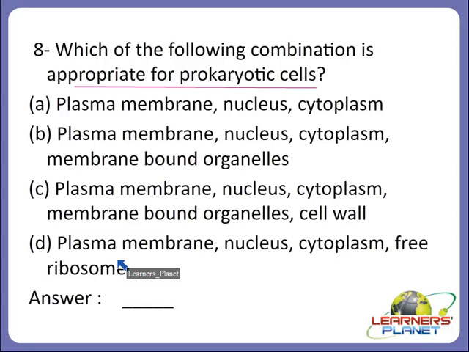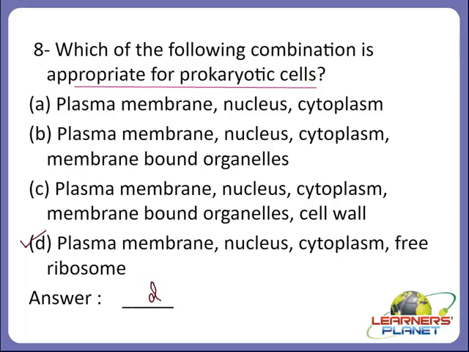But in the case of prokaryotic cells, the ribosomes are freely present in the cytoplasm. So definitely this is the right answer. Now, A and D both are right, but we are not simply focusing on the right option, we are focusing on the appropriate combination. So the most appropriate is option B, and hence the right answer for this question is option D. So option D means that prokaryotic cells contain plasma membrane, nucleus, cytoplasm, as well as free ribosomes.